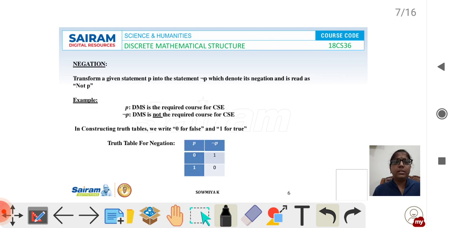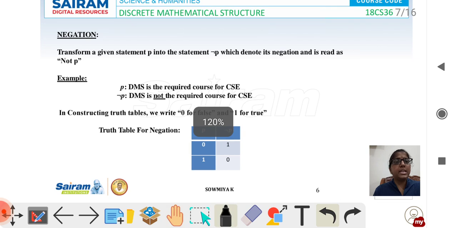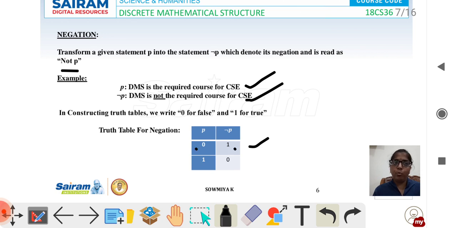So here, negation. What is negation? We have to negate the given statement. You have to use the word "not". "DMS is the required course for CSE." What is the negation of the statement? It is "DMS is not the required course for CSE." The truth table is the same. If it is 0, it becomes 1. And if it is 1, it becomes 0.